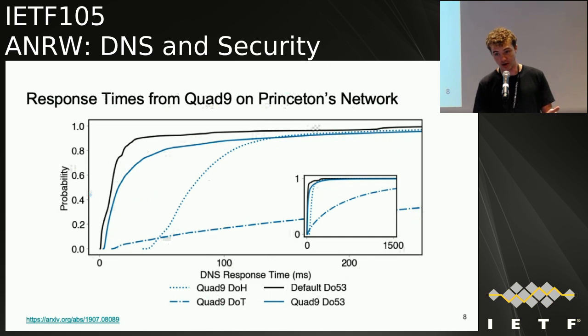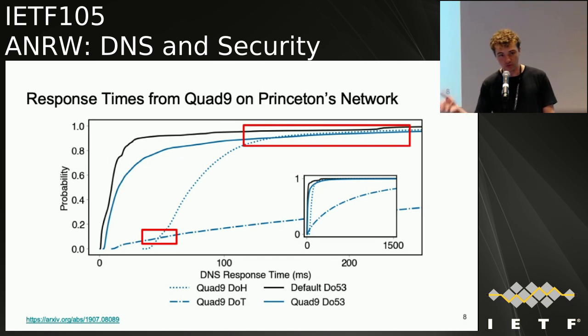And then lastly, this is Quad 9, right? So you can see at the bottom that this is Quad 9 DOT. If you could hit next, please, that for about 90% of queries that DO is outperforming DOT. And then you can see similar behavior once again, as with Cloudflare and Google, that for some reason DO is outperforming Quad 9's DO53 resolver. It does not outperform our university's DO53 resolver, but nonetheless, you see this kind of similar behavior that for some reason DO is outperforming DO53 for the tail of query response times.